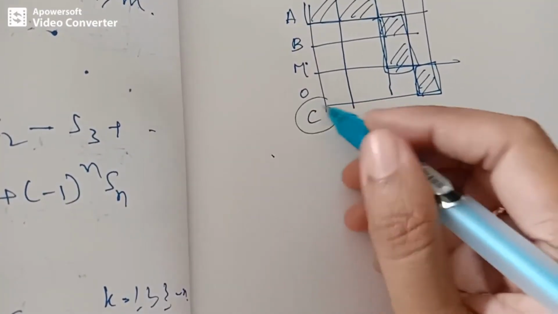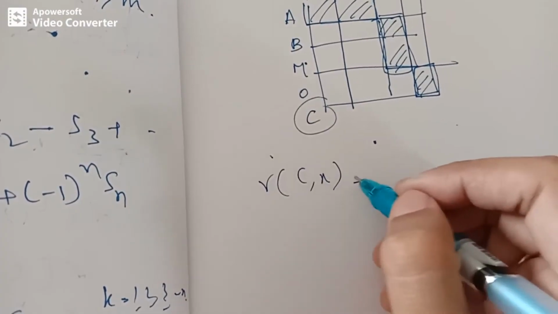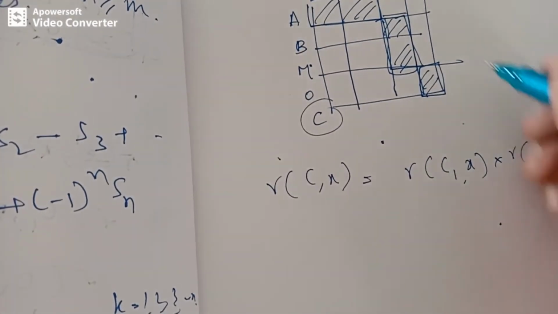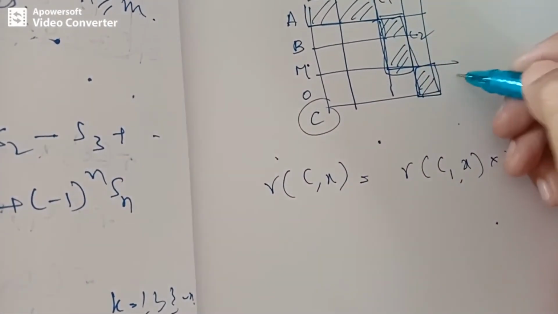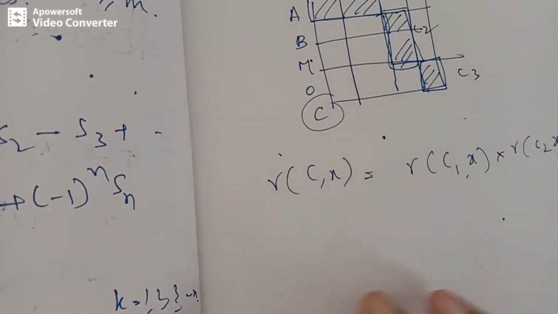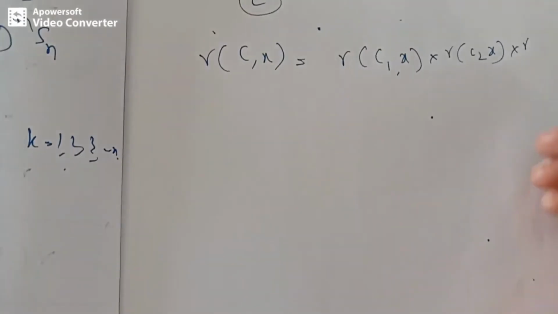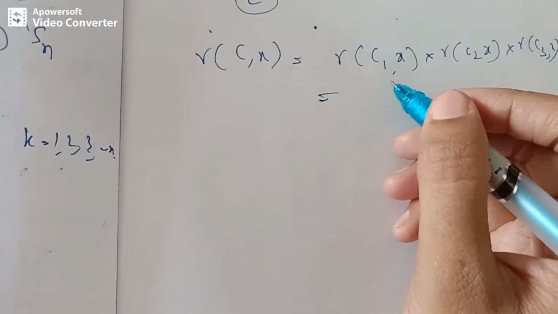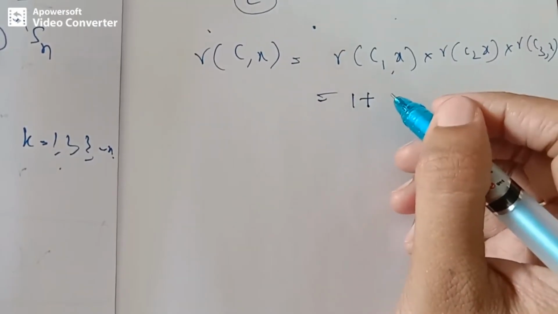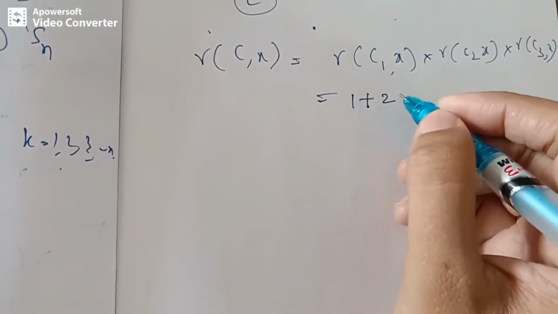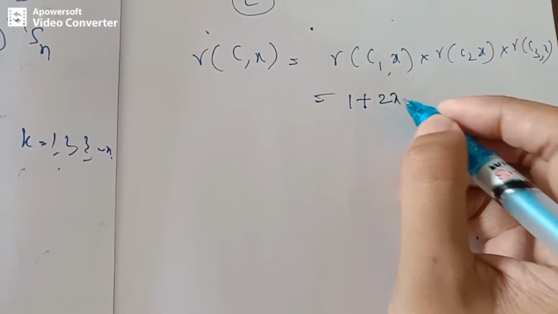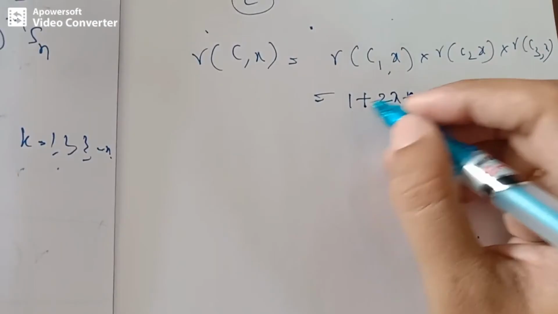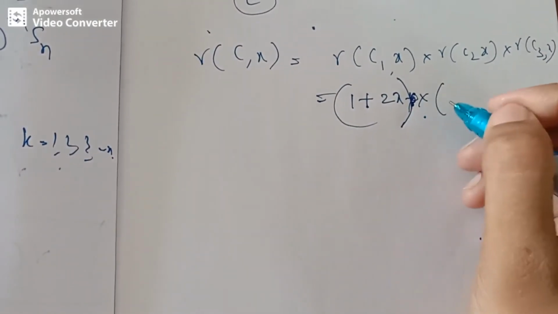So let's consider this as chessboard C. By applying the product formula, it is nothing but R of C1x into R of C2x into R of C3x. So let's calculate for each one of them. R of C1x is given by 1 plus nx. What is the number of squares there in the C1 board? 2, right? 1 plus R1x, R2 is not there, right? We cannot place two pawns so that they do not attack each other.